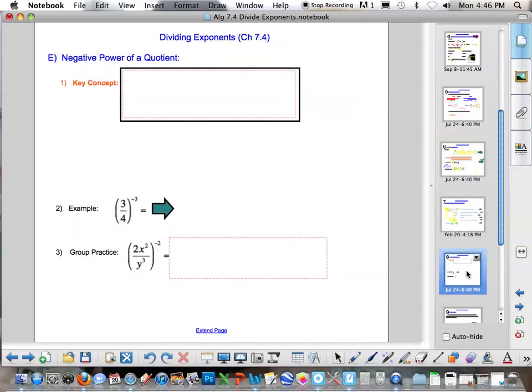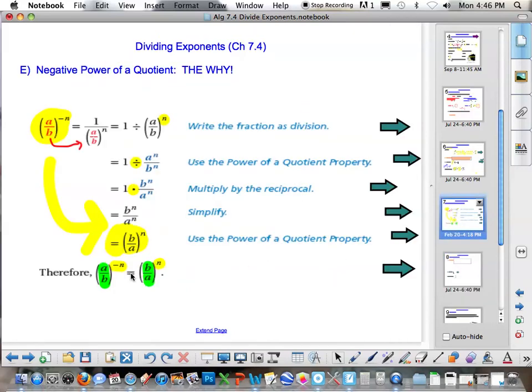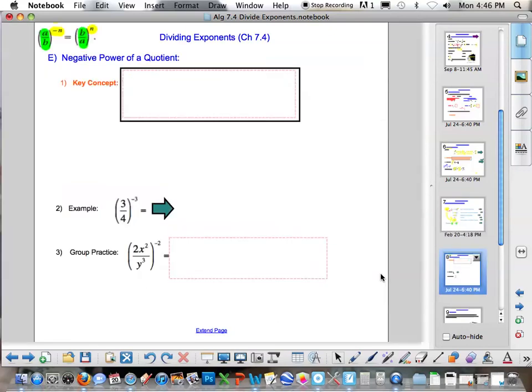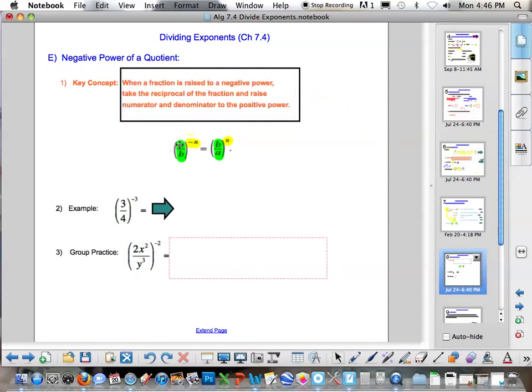So here you are if you're ready. Our key concept is when a fraction is raised to a negative power, take the reciprocal of the fraction and raise the numerator and denominator to the positive power. So you flip your fraction. Let's actually copy this. You flip your fraction, and numerator and denominator are going to flip. Here it is. It's a nice formula. Okay, you flip your fraction, a over b becomes b over a, and your exponent negative n becomes positive n.